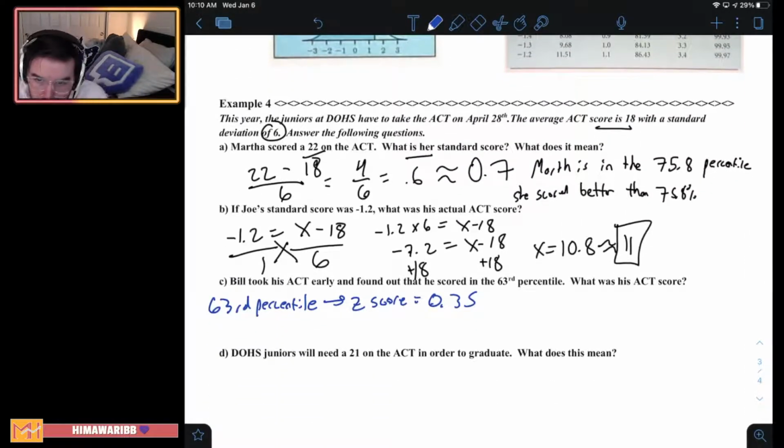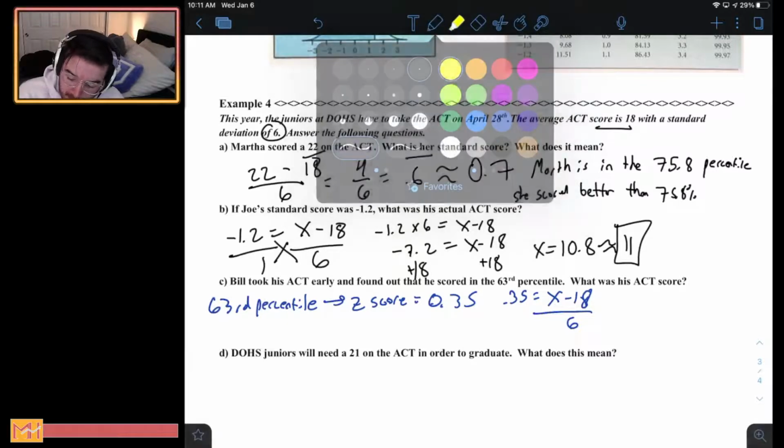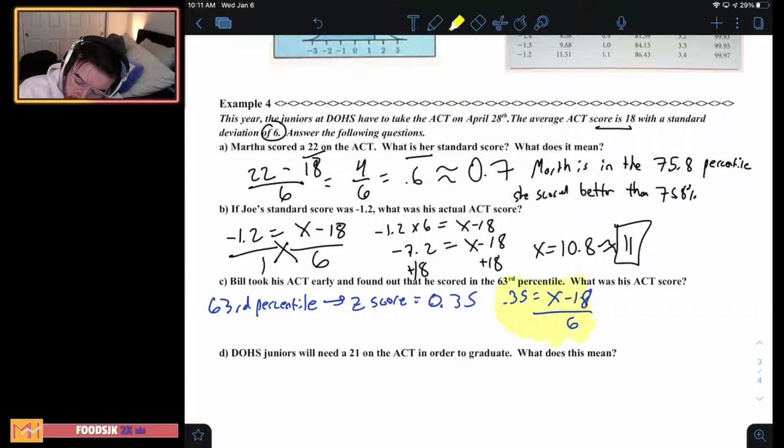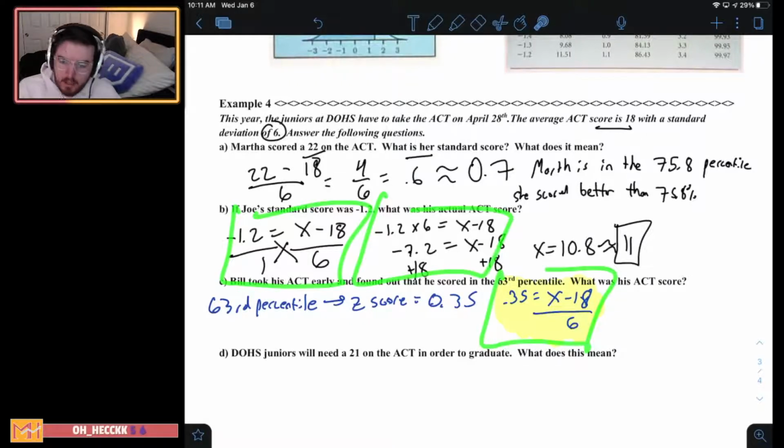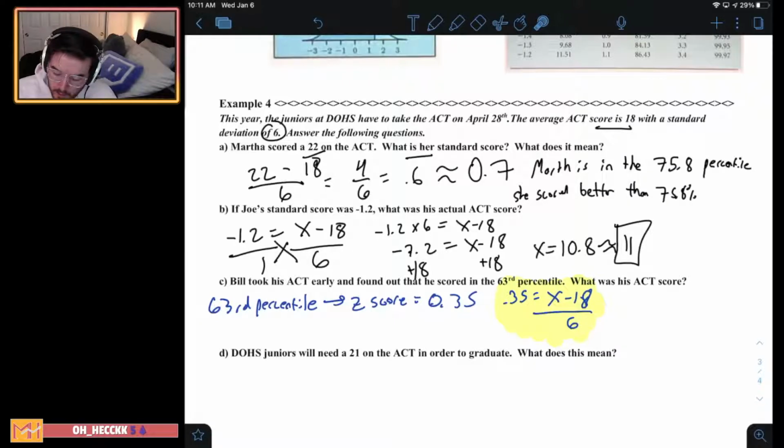So I looked at the percentile table and realized that his z-score has to be this, and if his z-score is that, then now I can solve for his actual score. So 0.35 equals x minus the average over the standard deviation, because I don't know his score, but I know the average and the standard deviation. We're back to doing the same thing I just did in the problem above. So try to solve for x real quick. Question popping up on screen.